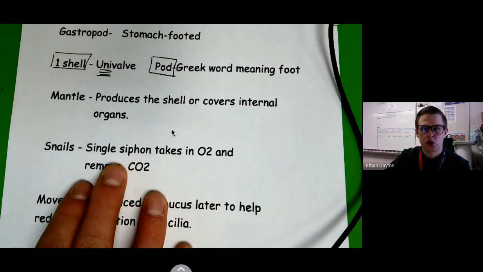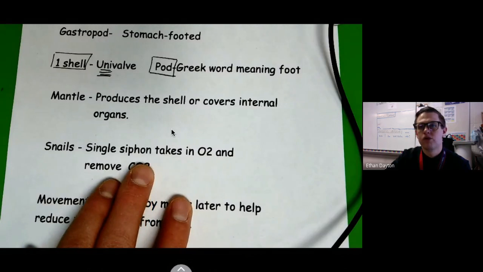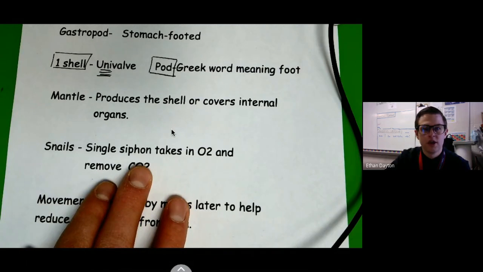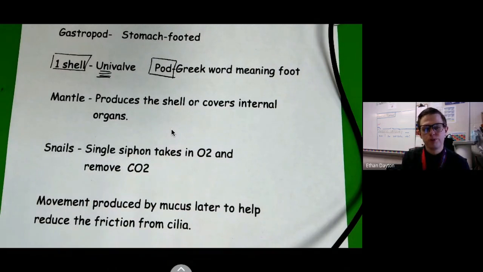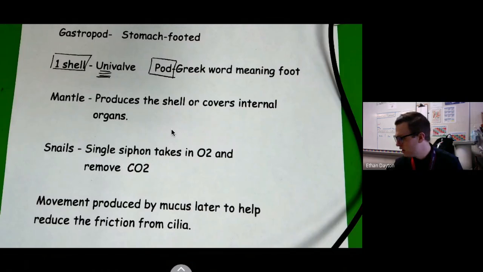It's basically a special tube. You might hear it referred to as a tube, but this siphon takes in O2, takes in oxygen, and removes carbon dioxide, right? So you breathe in through your mouth and your nose, and you breathe out through your mouth and your nose as well, and you take in oxygen and remove carbon dioxide. Okay, cool.